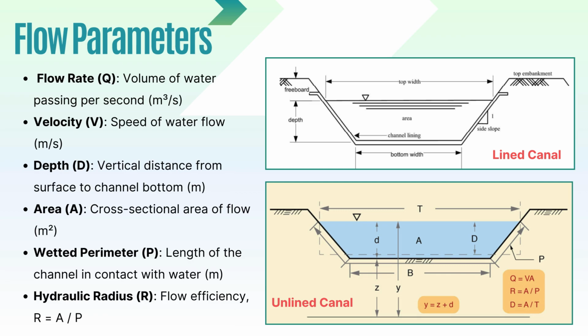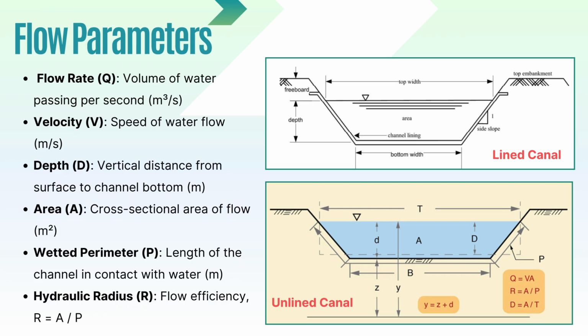This is the area through which water flows in the channel. It depends on the shape of the channel, whether it's rectangular, trapezoidal, or circular. A larger area generally means the channel can carry more water. Fifth, wetted perimeter, represented as P. This is the total length of the channel surface that touches the water, including the bottom and sides. A longer wetted perimeter creates more friction, which can slow the water down.